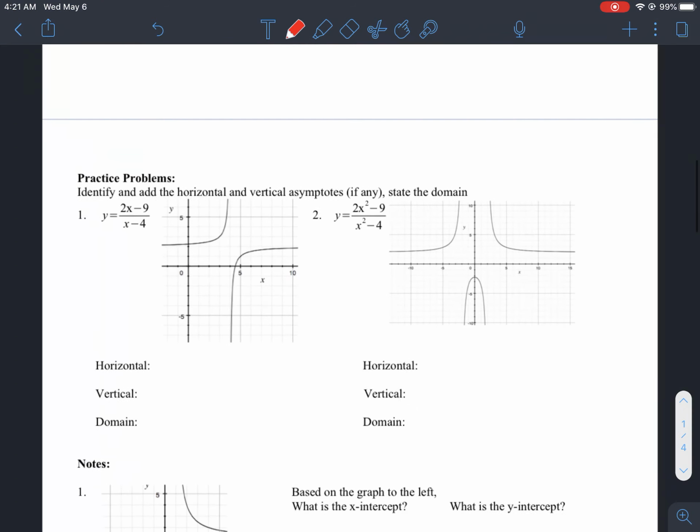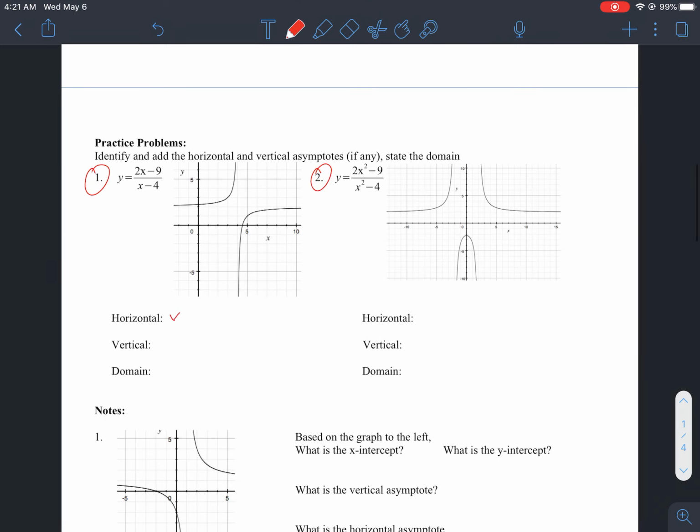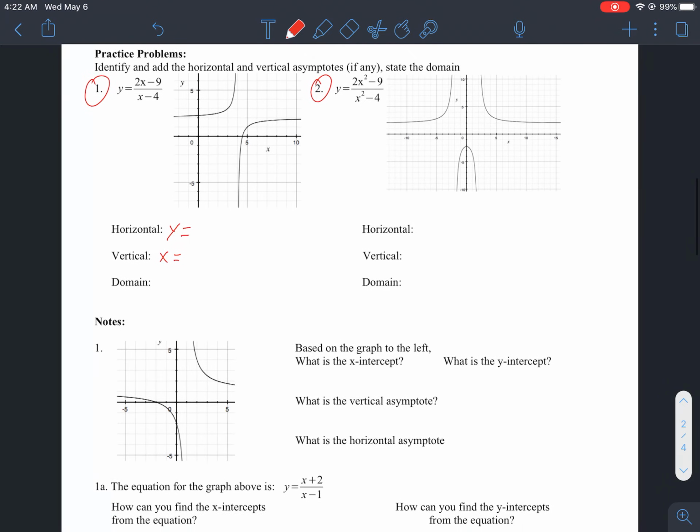Okay, so now you can pause the video and try just these 2 practice problems, identifying your horizontal and vertical asymptotes. Horizontal is in the form y equals, and vertical is in the form x equals. So pause the video and try those 2, and then we'll pick up where we left off in just a couple minutes.